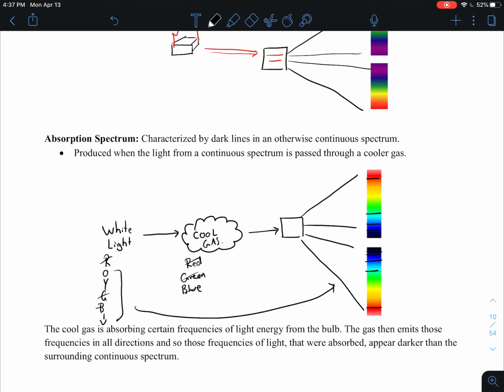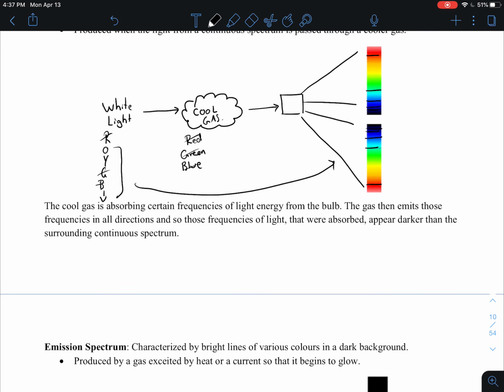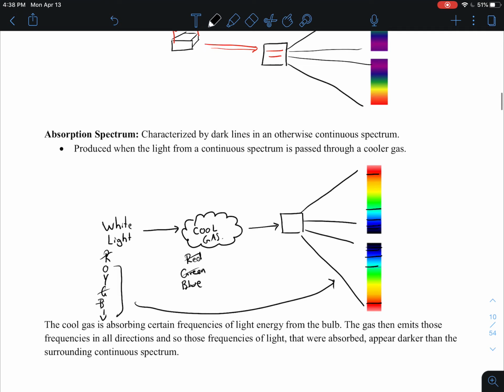Okay, so the absorption spectrum is white light passed through a cool gas, producing the full rainbow except for the colors that were taken by that gas. It says here the cool gas is absorbing certain frequencies of light. The gas then emits those frequencies in all directions, so the frequencies of light that are absorbed appear darker than the surrounding continuous spectrum. So, black lines. The absorption spectrum is sometimes also known as the dark line spectrum.